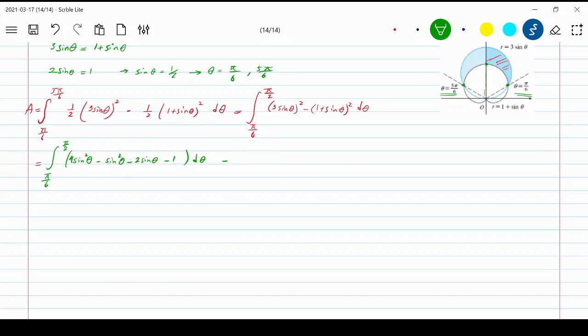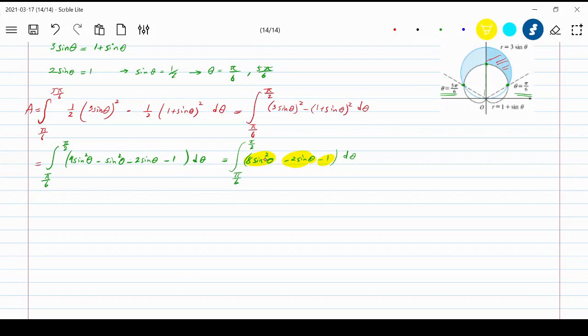You can kind of simplify it a bit more. You have pi over 6 to pi half, sine squared theta, 8 of them. 1 will cancel out, minus 2 sine theta minus 1 d theta. Integrating these two is not difficult.